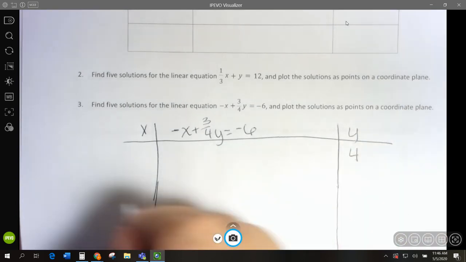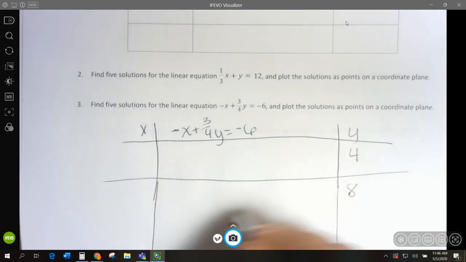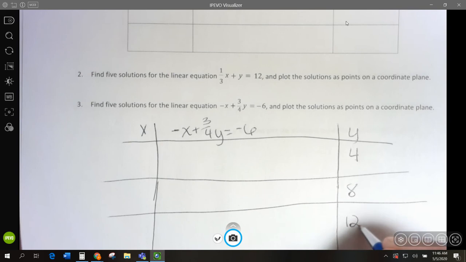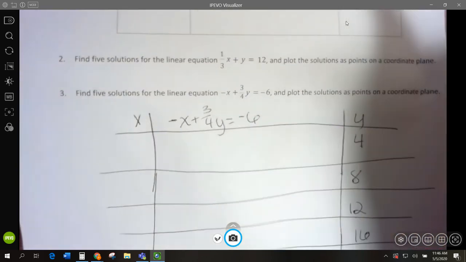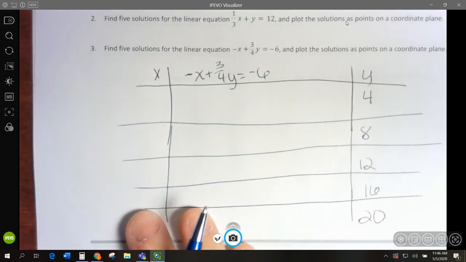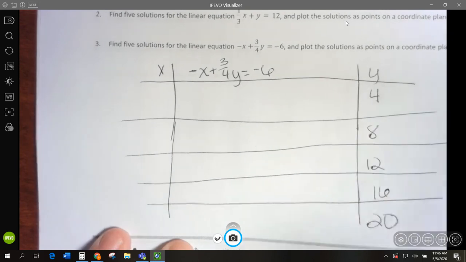So you'd go 4, 8, 12, 16, and 20. Fill in the rest of this, and then you can graph it on GeoGebra.